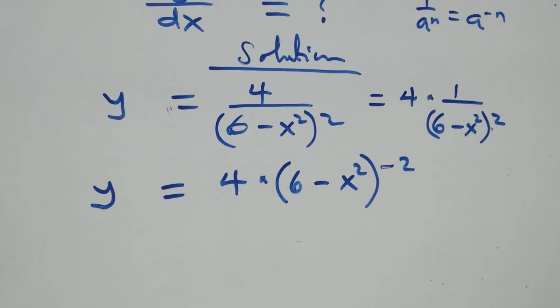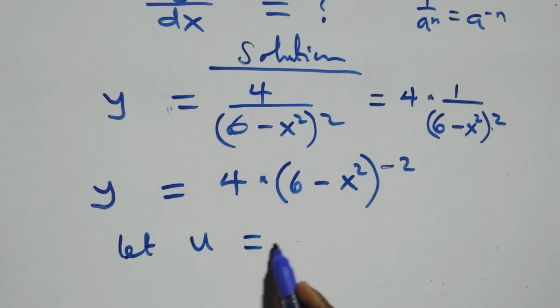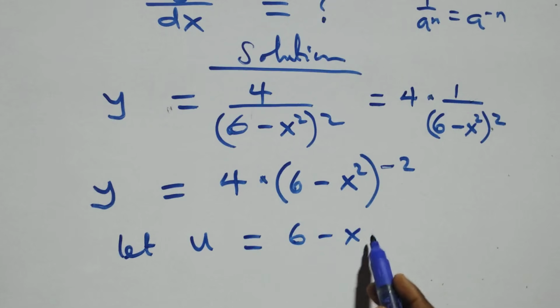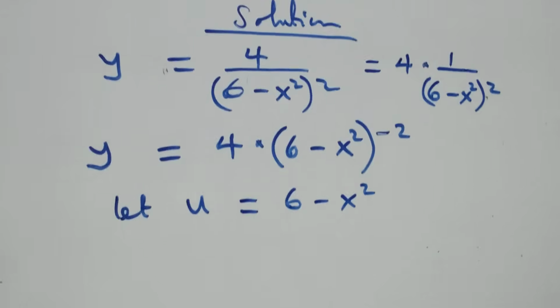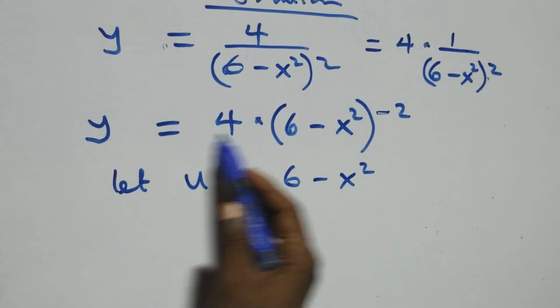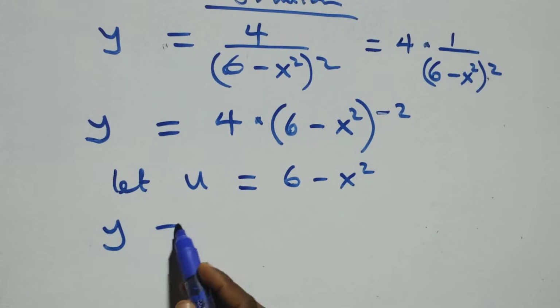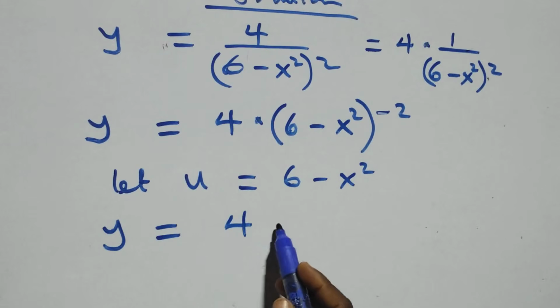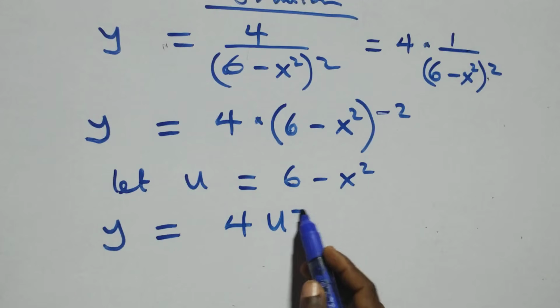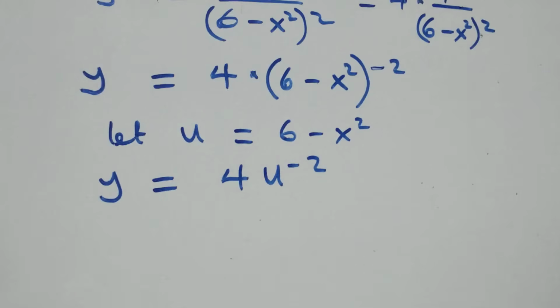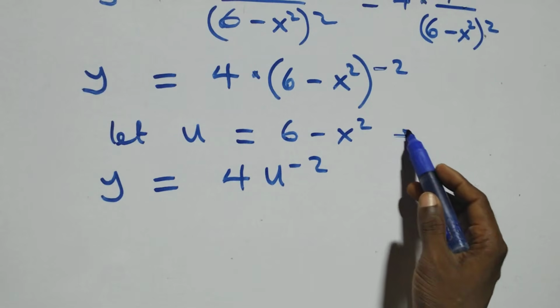Then we can introduce the chain rule, as this is a function of a function. So let u be equal to 6 minus x squared. Then this equation becomes y equals 4 times u raised to power minus 2. Now we will differentiate this with respect to x.